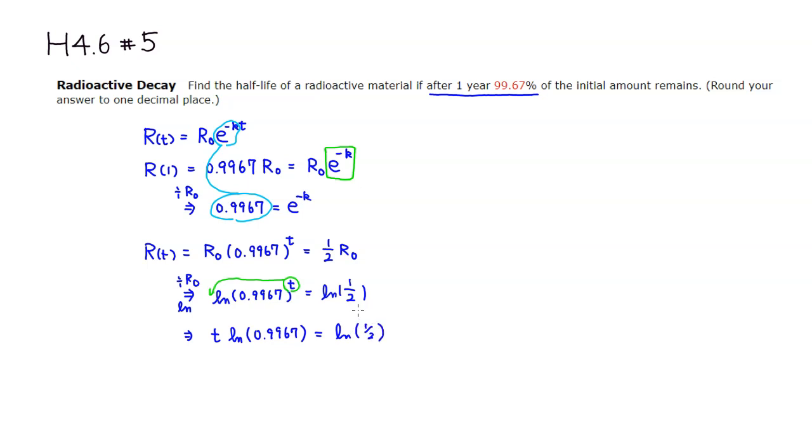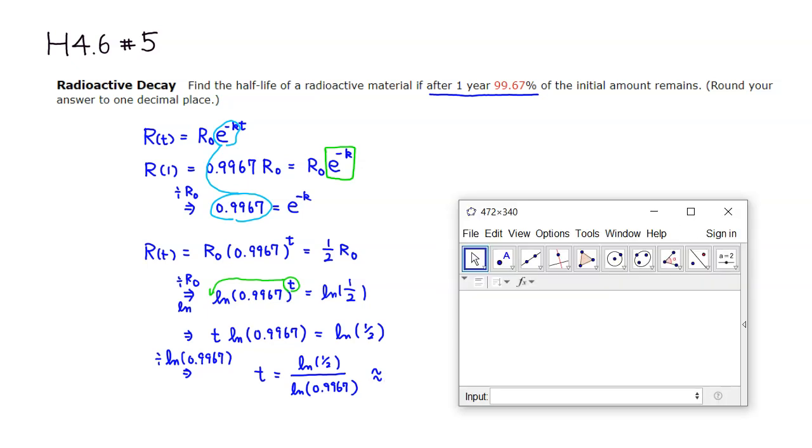Then we can solve for t by simply dividing through by the natural log of 0.9967. Therefore t isolated is natural log of 1/2 divided by natural log of 0.9967. I can't do this in my head, so I'm going to use GeoGebra to compute it.